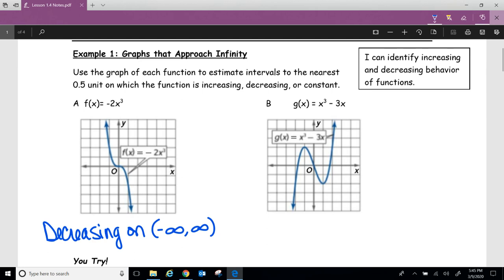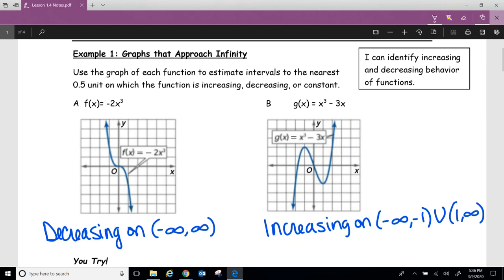All right, looking at B, we're going to go left to right, always left to right. I am increasing from negative infinity up to right about here. Then it looks like I have a turning point, right? And then I'm coming back down. So I'm decreasing in this middle piece to my next turning point, and then I go back to increasing. So I would say we are increasing on, say, negative infinity to negative 1. And I'm going to union that with from 1 to infinity.